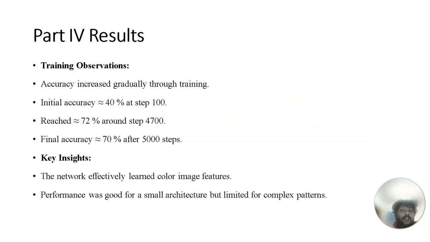Coming to the next slide, which is our training observations, also known as the training setup. The training ran for 5000 steps, using mini-batches of 100 images, and we cross-checked for every 100 images. After doing that, I felt the accuracy increased gradually during training.